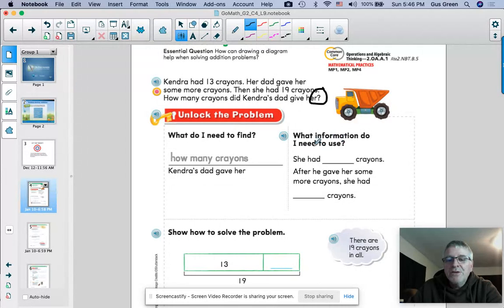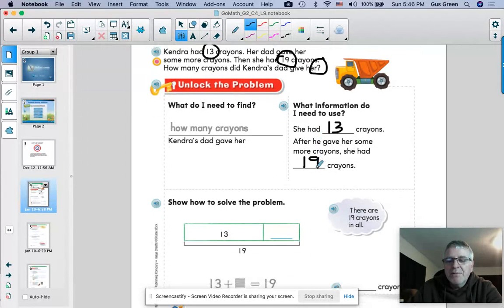And what information do I need to use? Well, how many crayons did she have at the beginning? And after he gave her some, how many crayons did she have at the end? So she started with 13 crayons. Then her dad gave her some more crayons and she ended up with 19. A common mistake I see all the time is people just want to add the two numbers that you see. That's really not what we're looking at here.